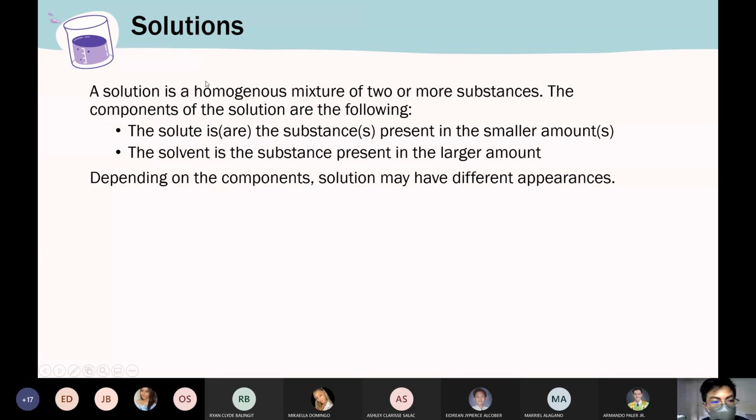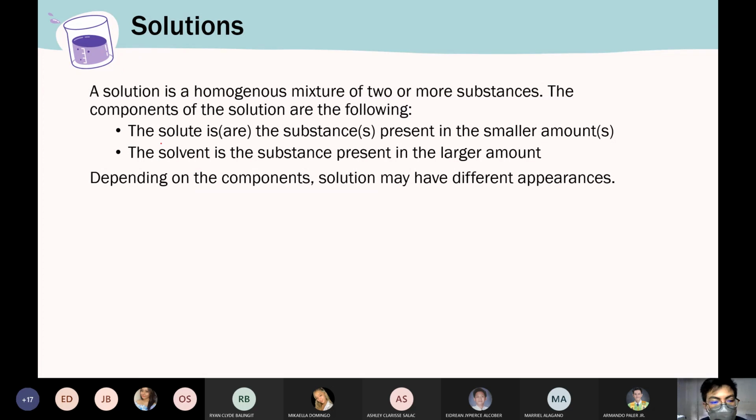Okay. So again, just as I said, a solution is a homogeneous mixture. This is one of the requirements for a solution. Because if it is not homogeneous, meaning it is not a solution, it is a suspension instead, or a colloid. Because if it is not well mixed, it is a suspension or colloid. So for a solution, it must be homogeneous. And there are two components of a solution: the solute and the solvent.